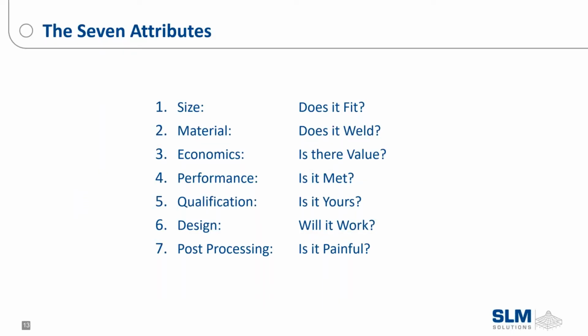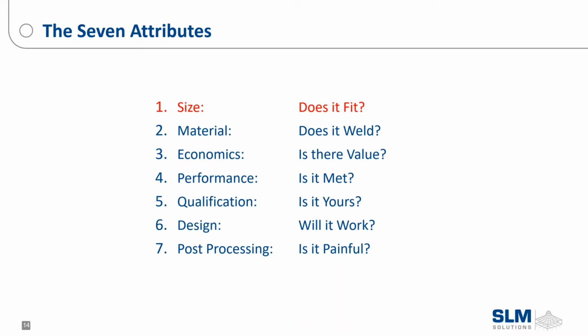Now, we're going to get into the seven attributes of selecting a part for metal additive. I included seven attributes with seven questions to ask yourself when trying to select a part. Size: does the part physically fit inside of a system? Is the part the right size? Is it too large, or are some features too small? I said there's a 75 micron spot size, so if you have a feature smaller than that, it might be too small. Material: does it weld? This is essentially a glorified welding process, so we need to know the material welds.